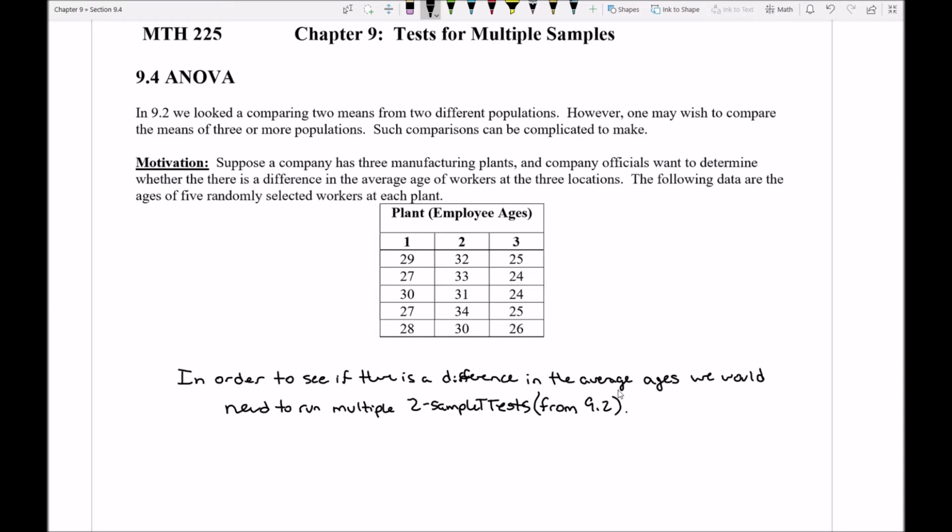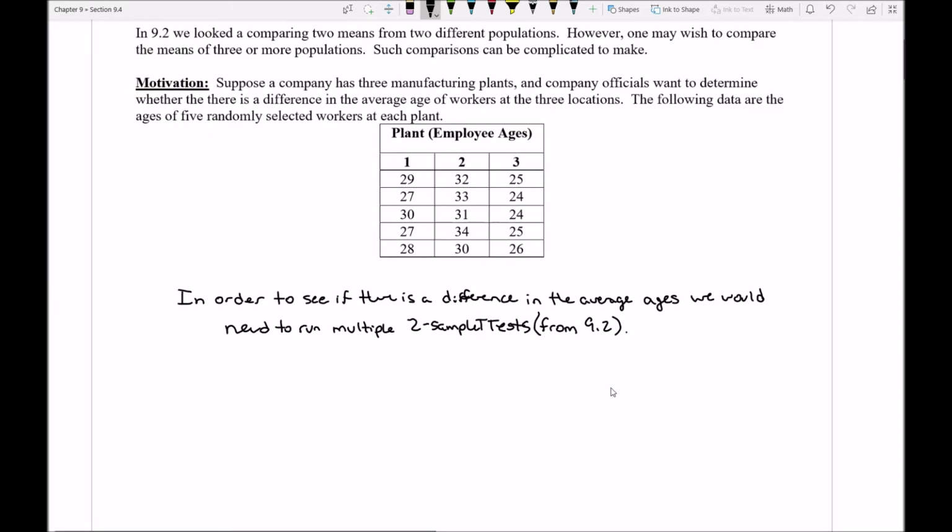So I'll try to highlight why that's the case. Because again, if I want to see if all of these things are equal or if maybe one of them is different, I would need to do something like this. Here would be maybe my first test. My first test would maybe be trying to compare what's happening with plant number 1 versus plant number 2. Right? Like, do plant number 1 and plant number 2 have the same average? I can compare average number 1 to average number 2.